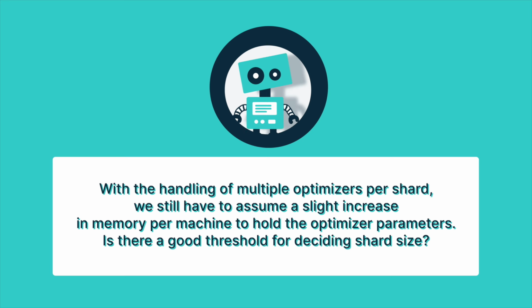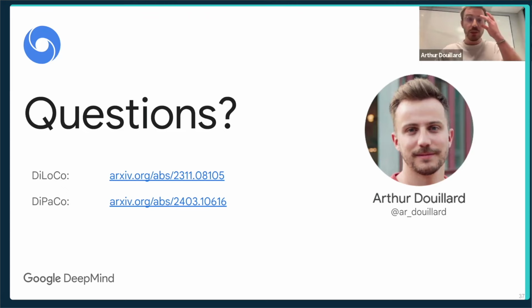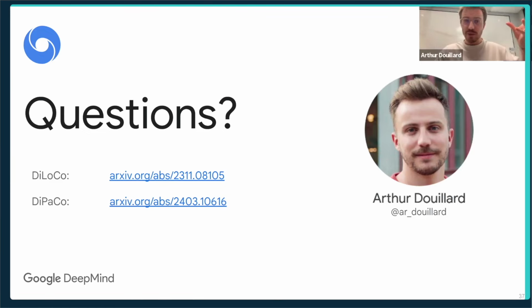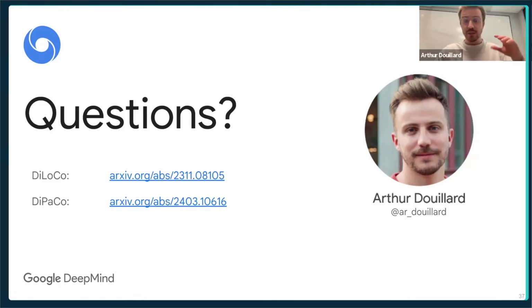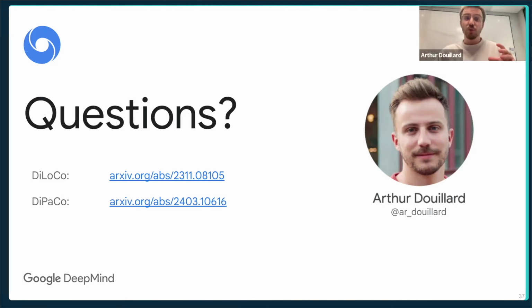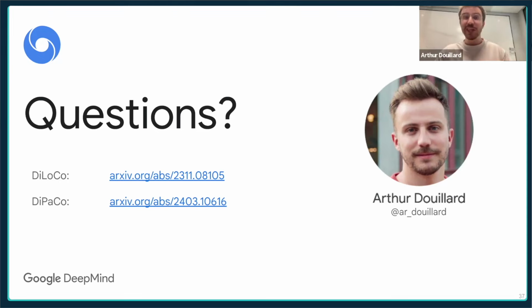So, the handling of multiple optimizers per shard: we still have to assume a slight increase in memory per machine to hold the optimizer. It's not entirely true, because yes, we have multiple optimizers per shard. We have the inner optimizer, Adam, and the outer, which is Nesterov. However, we can find a lot of optimizations for that. First, Adam is going to use a mu and nu, so twice the amount of parameters. Nesterov only sometimes keeps a trace, so it's only one times the amount of parameters. First of all, because you don't often use those outer optimizers, you could probably offload them on the CPU memory and only reload them when you need them.